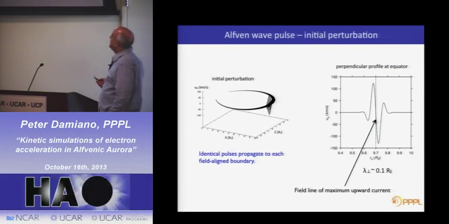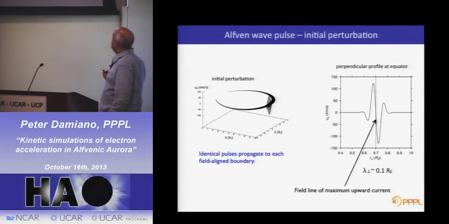This plot illustrates very initial attempts at simulating an Alfvén wave propagating from the equatorial region to the ionosphere. Instead of starting with a perturbation that goes along the entire field line, as in the field line resonance case, we're starting with a very localized Gaussian packet, and this packet breaks up and launches waves that propagate in both directions toward the respective ionospheres.